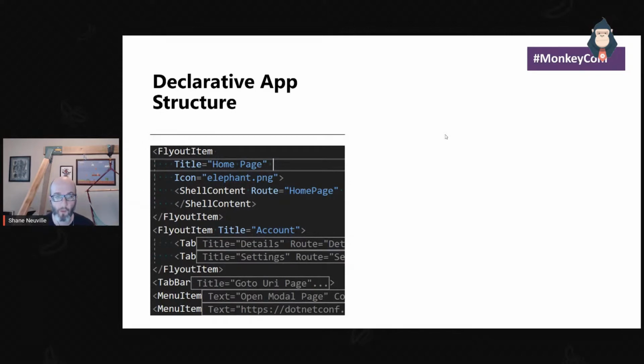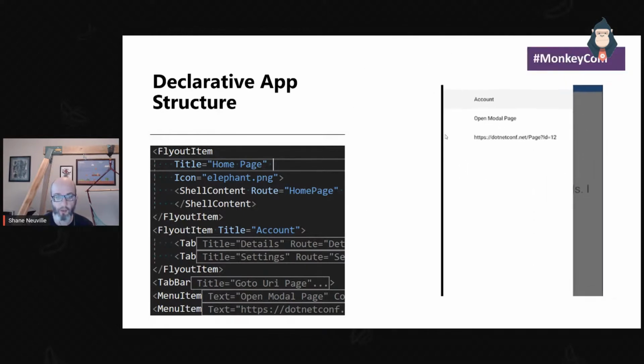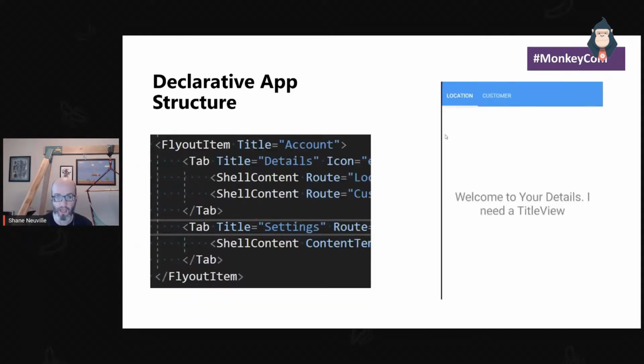So Shell is basically a way to simplify the declaration of how your app is put together. Instead of having all these separate components, you put everything in a general app shell file that describes how you want things to work. For example, here you specify the flyout items, which translate to your flyout view. Then you specify your content and a tab, and now you're basically ready to go.